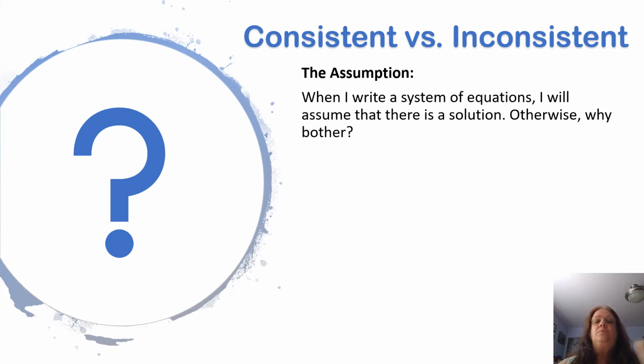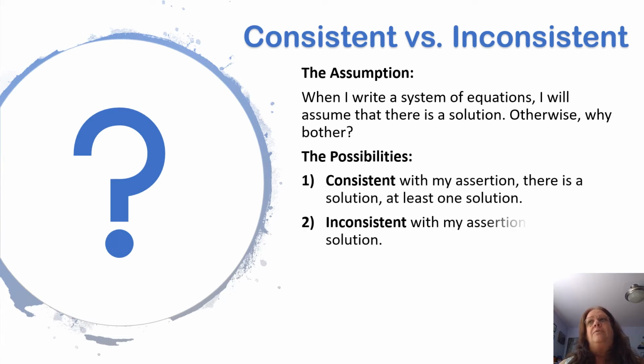So first, this is our main assumption: if you write a system of equations, you're going to assume that there's a solution. Otherwise, why bother? Who cares? There's no solution. Okay, so we assume there is a solution. That's our assumption. All right, now the possibilities.